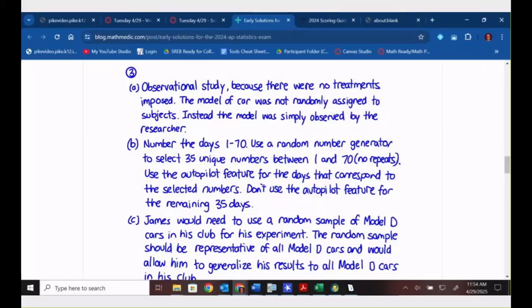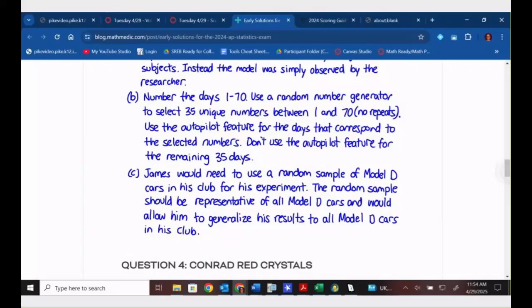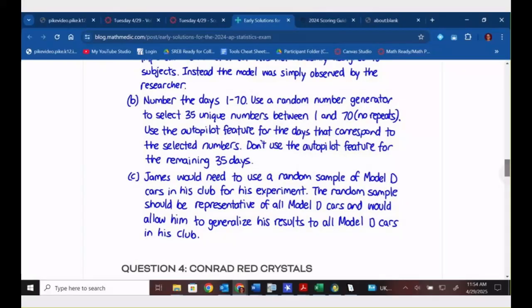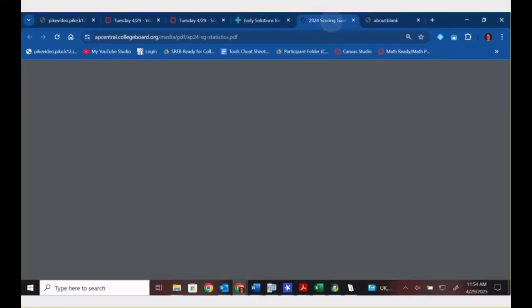Part B, number the days 1 to 70. Use a random number generator to select 35 unique numbers between 1 and 70, no repeats. Use the autopilot feature for the days that correspond to the selected numbers. Don't use the autopilot feature for the remaining 35 days. And then part C, James would need to use a random sample of Model D cars in his club for his experiment. The random sample should be representative of all Model D cars and would allow him to generalize his results to all Model D cars in his club.